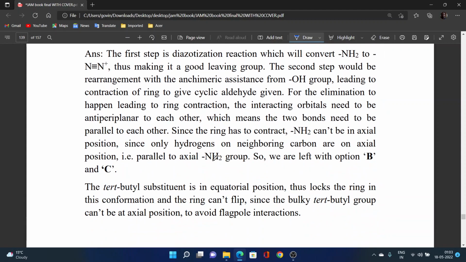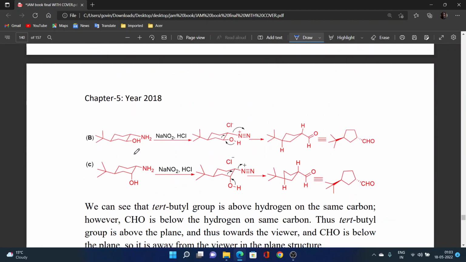Let us look at what happens. You react this with HNO2, that is NaNO2 plus HCl, and it forms a diazonium salt, N2+ Cl-. Now N2+ is a wonderful, most wonderful leaving group, because once it leaves it becomes very stable. The nitrogen molecule is very stable because it has a triple bond. So it is a kind of pinacol-pinacol rearrangement.